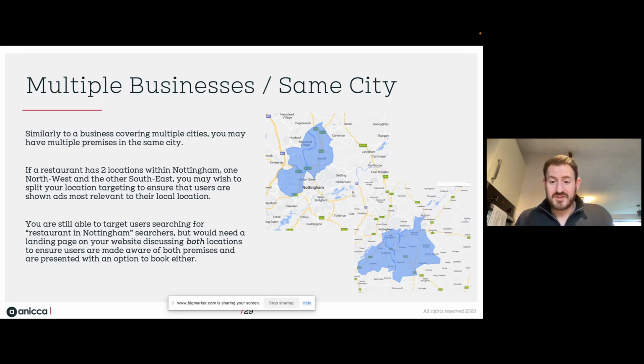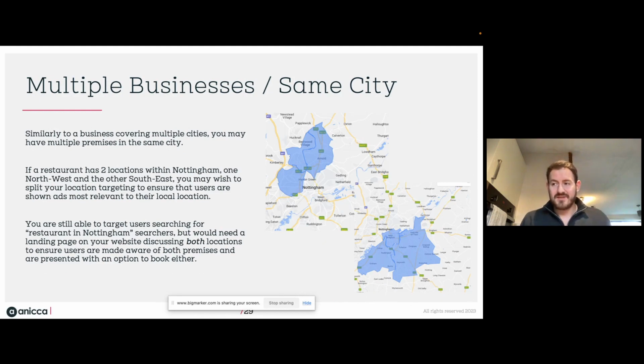You're also, again, able to do this by targeting the whole of the UK. Let's say, for example, your restaurant is located in Arnold in one instance, and then in West Bridgford in the second instance. You would target people across the whole of the UK for best restaurant in Arnold or best restaurant in West Bridgford. You might even go down the route of the specific type of restaurant, Indian restaurant in West Bridgford, Indian restaurant in Arnold. You are still able to target users searching for restaurant in Nottingham searches, but ideally in that scenario, you would need to have a landing page that gives the user the option of working out where those two restaurants are, working out which one is most relevant to them.